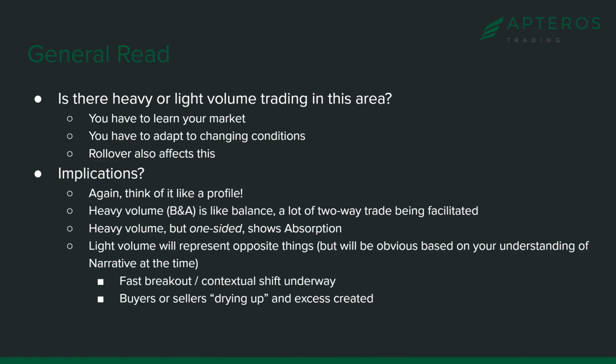Remember, you have to learn your market, and your market will evolve over time. Rollover also affects this, right? You cut the contract volume in half because it's trading between two contracts. But in general, it's almost like balance and imbalance, right? Balance is going to occur on thick, heavy buying and selling all occurring within the same area. And imbalance is going to be light and fast through areas. Excess is going to be light. Balance or poor highs is going to be heavier, right? Use it just like a profile.